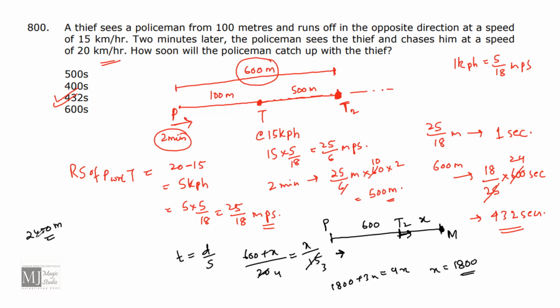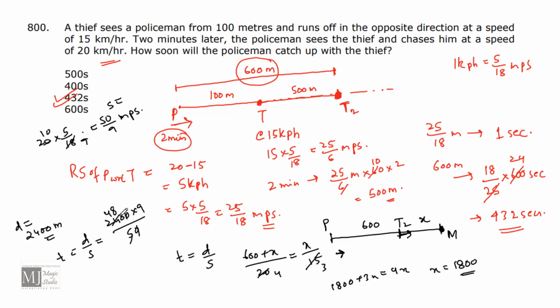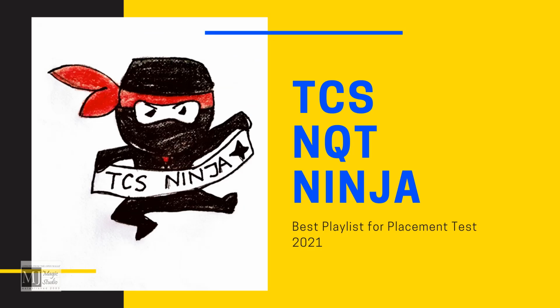Now how much time will P take to cover 2400 meters at a speed of 20 kph? Now the speed of police is 20 into 5 by 18, that is 50 by 9 meter per second. This is distance, this is speed, time is distance by speed. 2400 into 9 by 50. 48 into 9 is something same as 24 into 18, that is 432 seconds.